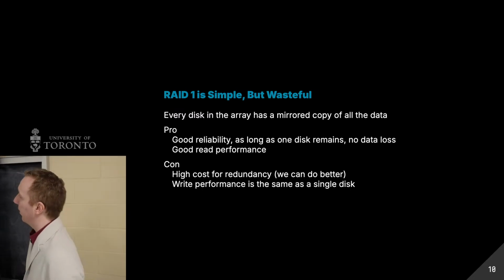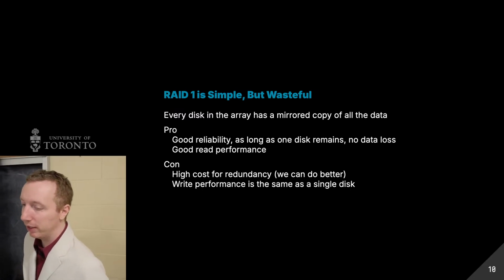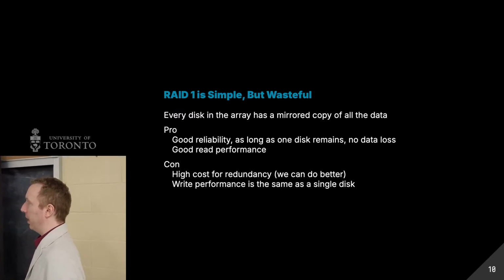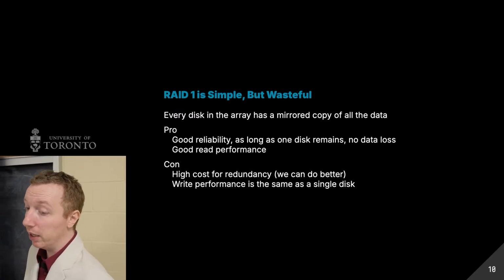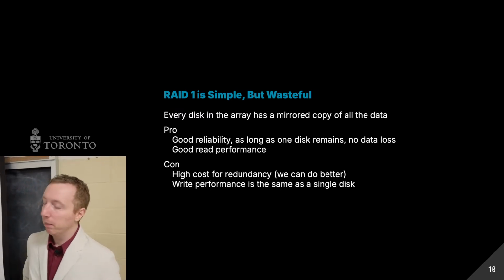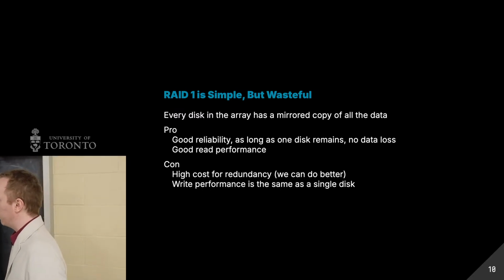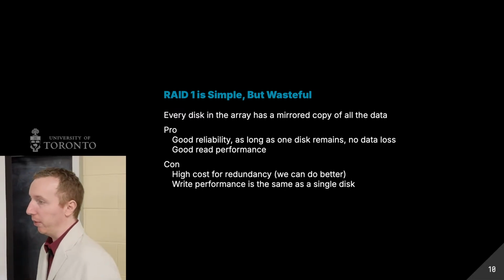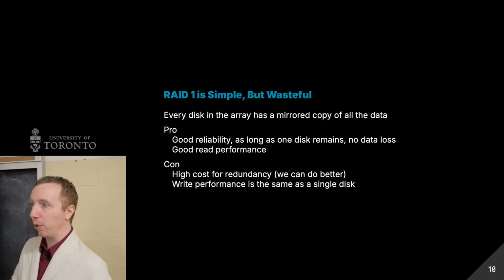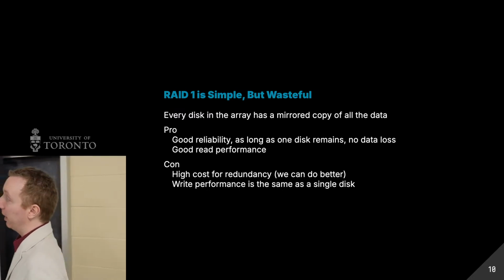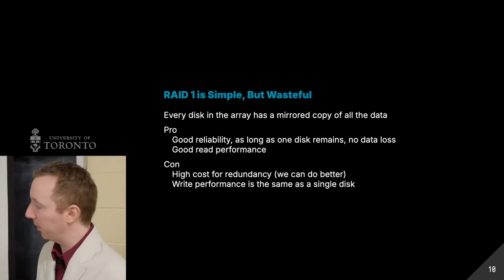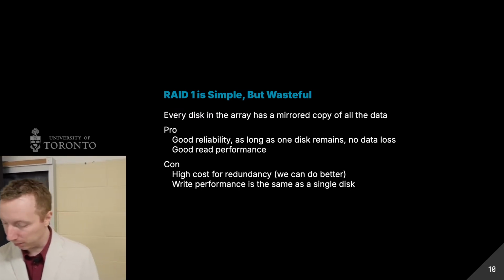So it's simple but wasteful because every disk in the array has a mirrored copy of all the data. The pro is it has good reliability as long as 1 disk remains. You did not lose any data. The read performance is good because it can parallelize it. But the con is it's a very high cost for redundancy. We can do better. So if I have 4 disks, let's say 4 20-terabyte disks, the amount of space I can actually use for my file is just the size of a single disk, right? They all have to be copies of each other, so I could only use 20 terabytes for my file.